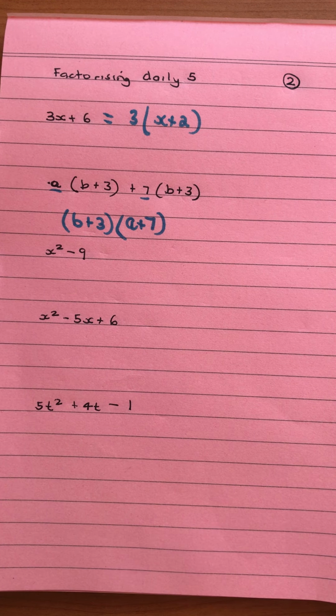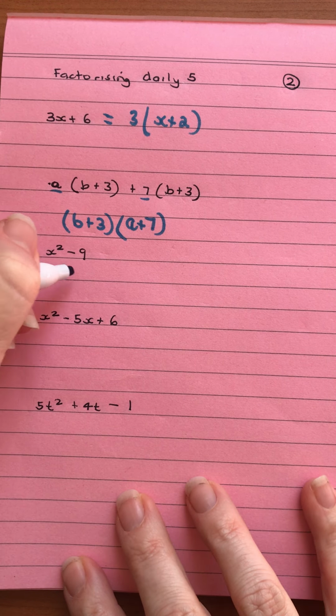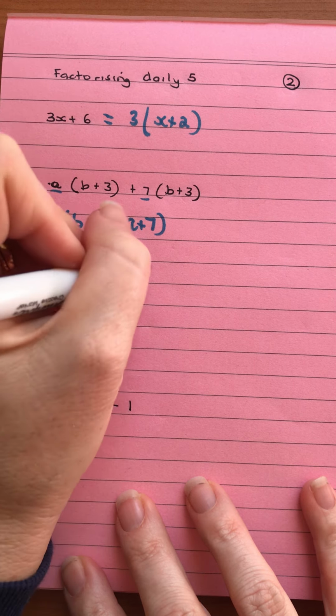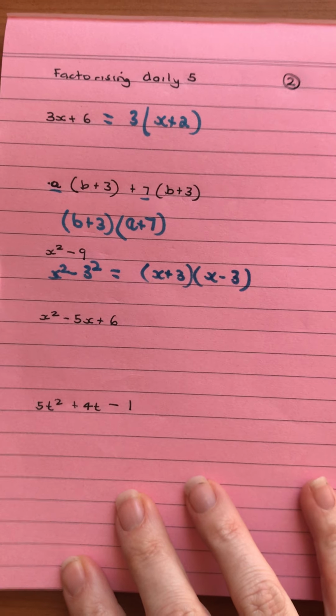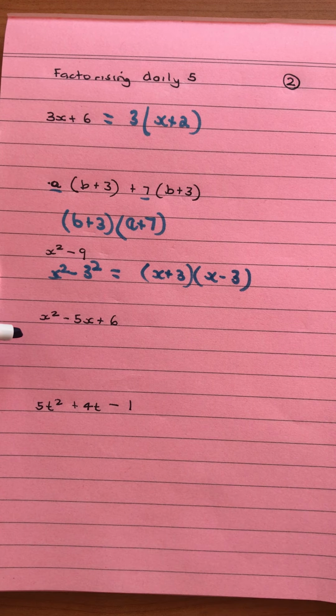Number 3, difference of two squares. So we write it as x squared minus 3 squared, and then we're able to write x plus 3, x minus 3. Third one we've got is x squared minus 5x plus 6.